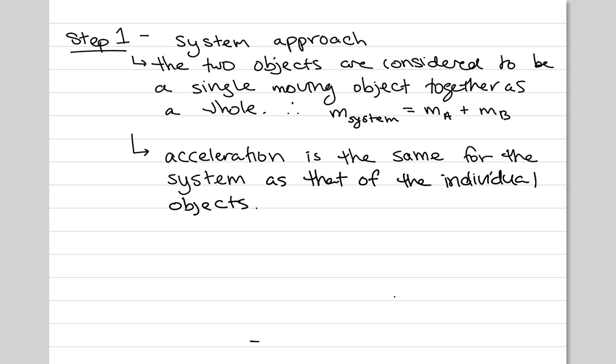So this is the most important thing. If one of the objects is accelerating at 2 meters per second, the other one also has to be accelerating at 2 meters per second. So the acceleration of the system as a whole is going to be consistent for both objects.